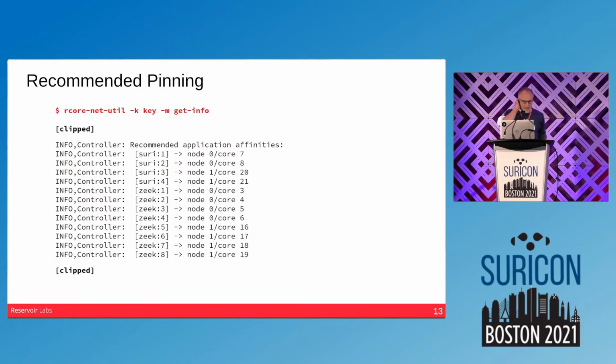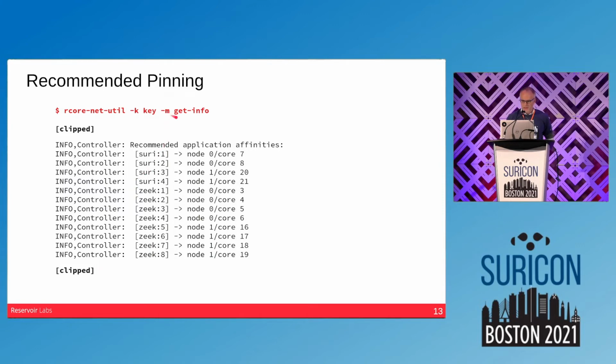Like I mentioned, the controller makes you recommendations once you deploy. Once you run the controller, it's going to create forwarders, and then it's going to give you recommendations on how to pin the application in this case. Before I was talking about the forwarders, but actually it's on the applications that the recommendations come up, basically.